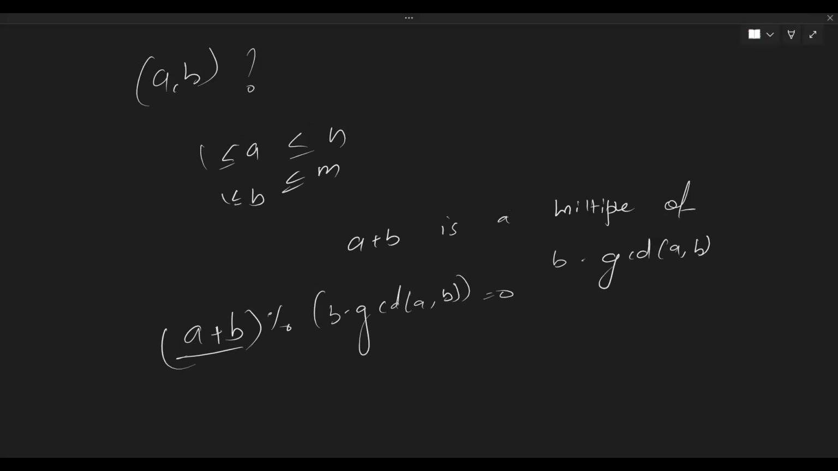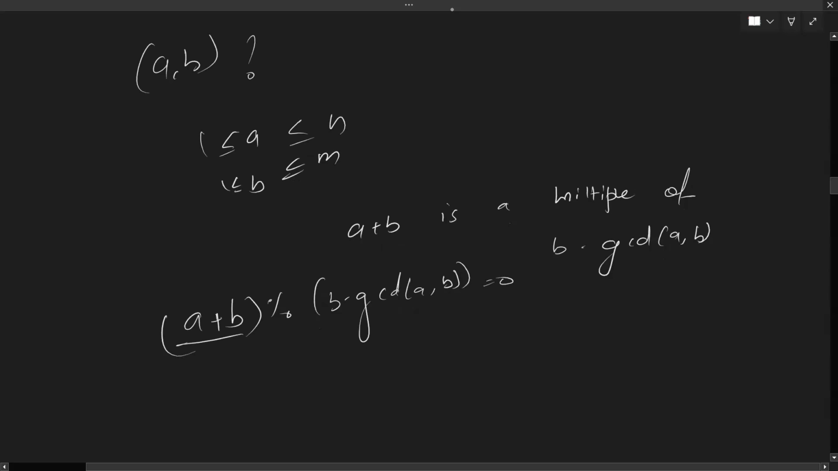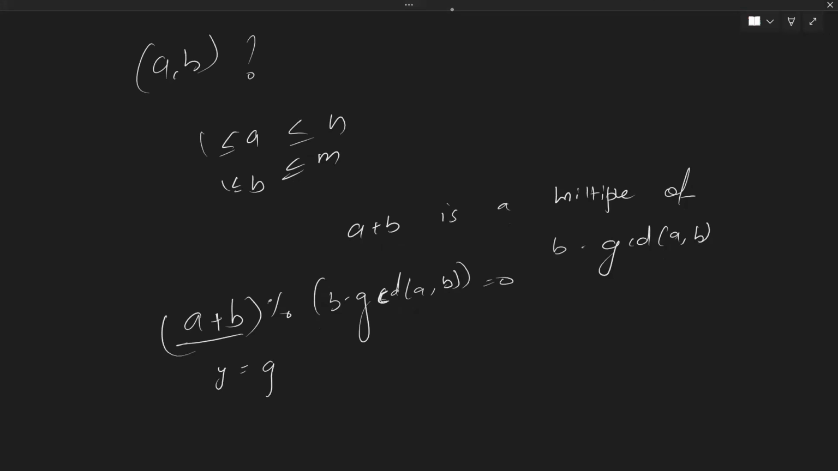Which equation? This equation that you have written: a plus b should be divisible by b times gcd(a, b). So I wrote it in some form, like y is the gcd of a comma b, and then a plus b will be divisible by b times y.